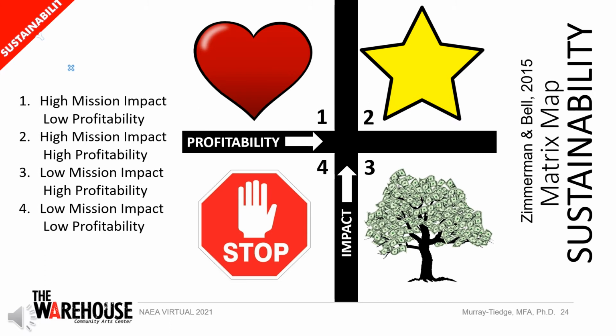situation. Quadrant 2, high mission impact, high profitability. This quadrant represents what we strive for, but realistically, we could never see all programming fall here. Quadrant 3, low mission impact, high profitability. This quadrant represents how we fund quadrant 1. Remember in the beginning, I said fundraising is relentless, an ever-present requirement. Quadrant 4, low mission impact, low profitability. This quadrant represents the things that we should avoid doing.